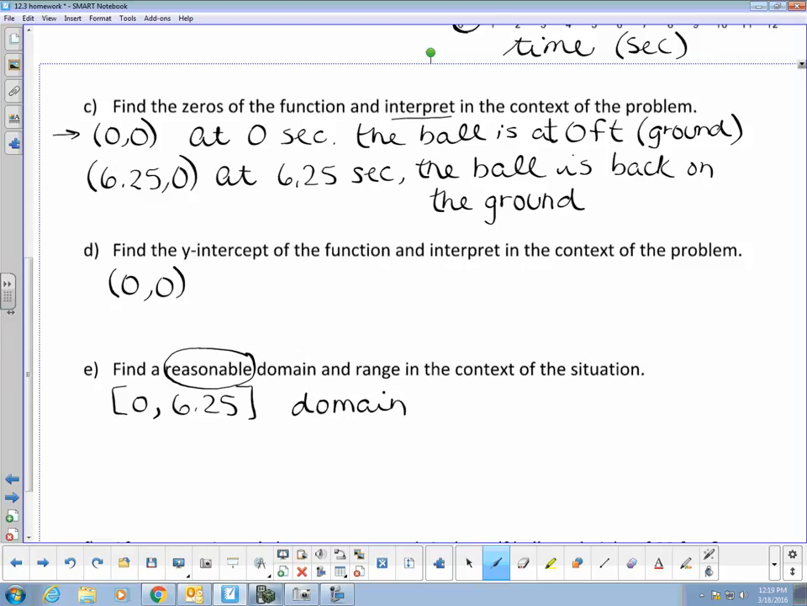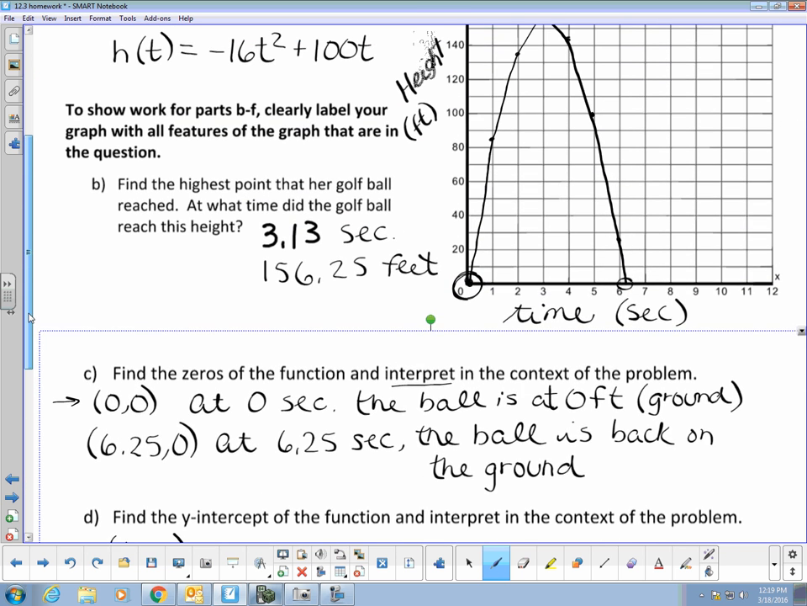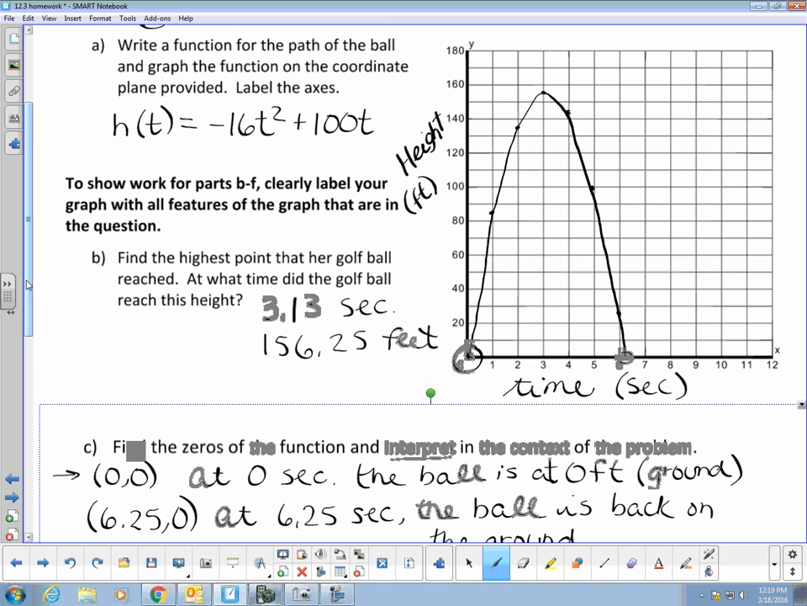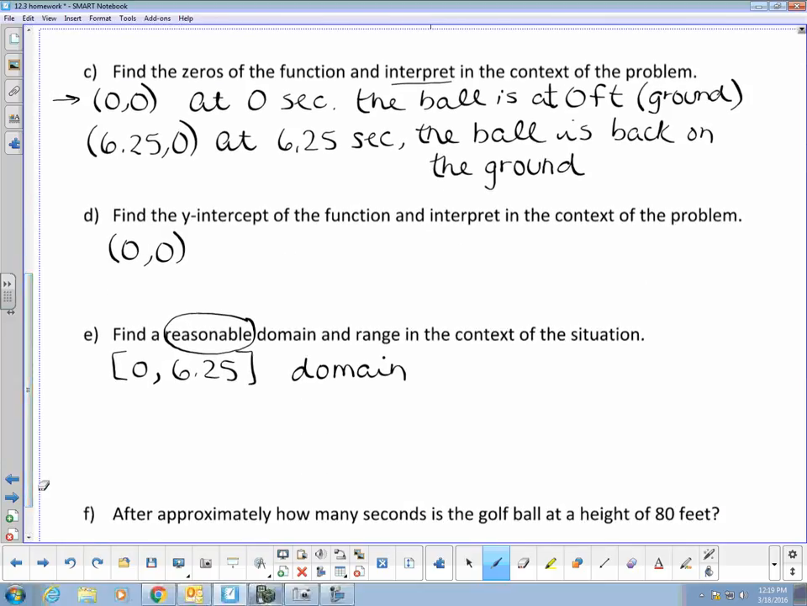My range is my lowest to my highest. Well, the lowest that the ball is, is 0, and the highest was up at 156.25 feet. So from 0 to 156.25. Another way to write the range is from 0 to 156.25. So y is greater than or equal to 0, less than or equal to 156.25. We can write the range or the domain either in interval notation, or as an inequality.